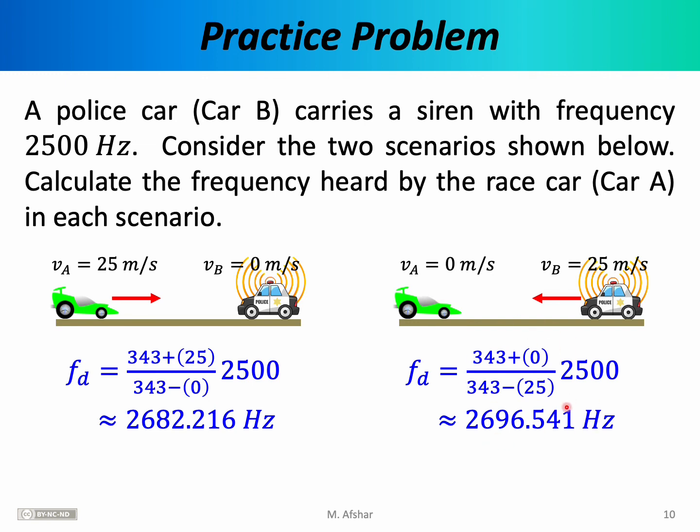If you plug these numbers in, you'll see that the person in car A hears a frequency of 2696.541 Hertz. So there is a minor difference between these two scenarios. That difference arises from the fact that when the source is moving, the wavelengths of the waves changes, but when the detector is moving, the wave speed changes. That subtle difference between the two scenarios means that you have to be very careful when you apply the Doppler formula to the two scenarios shown here.